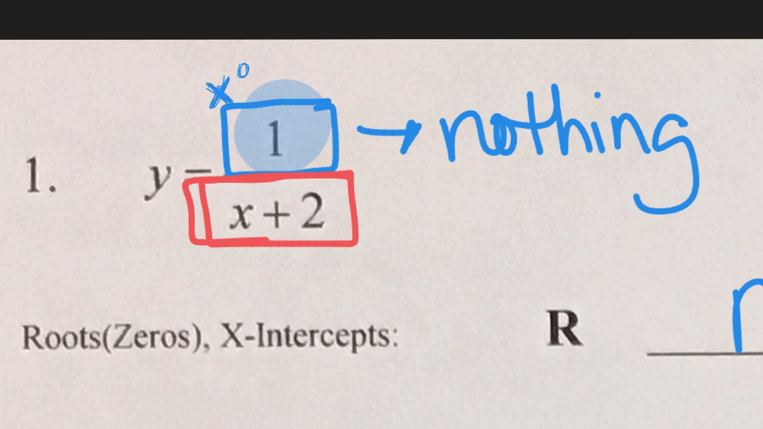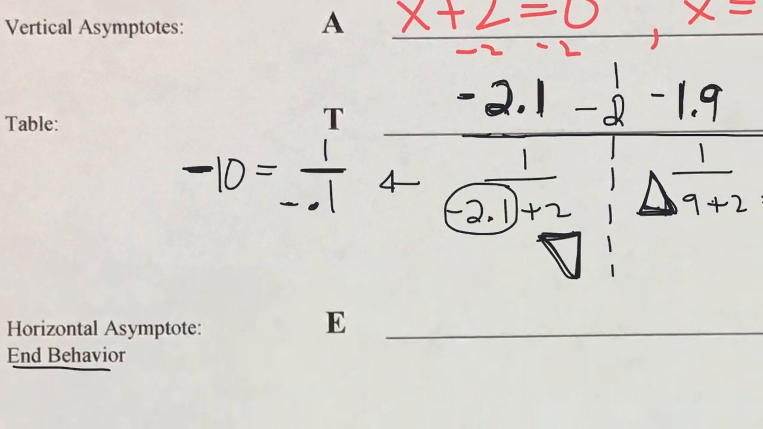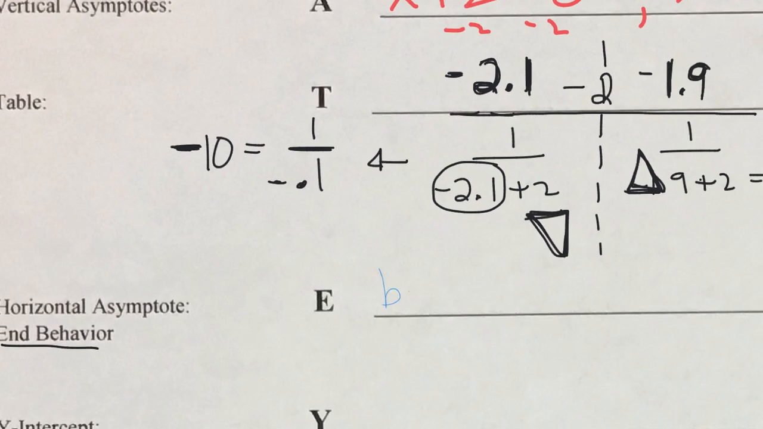So there's x to the 0 over x to the first. So is this top heavy, bottom heavy, or neutral? Bottom heavy, by the fact that there's no x on top. No visible x on top, it is going to be a bottom heavy graph. And a bottom heavy graph has what as its horizontal asymptotic equation?